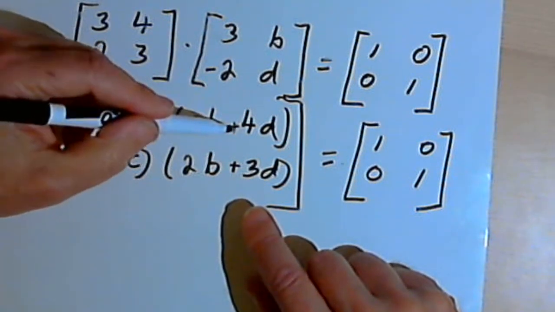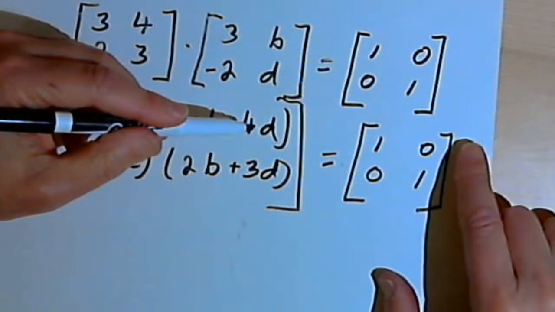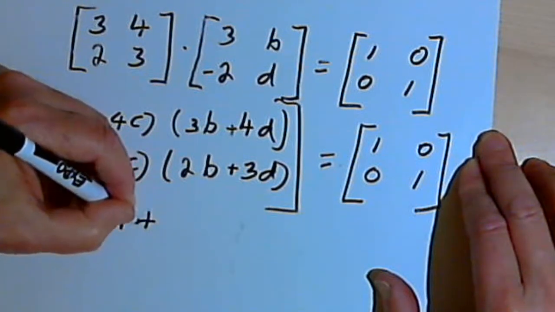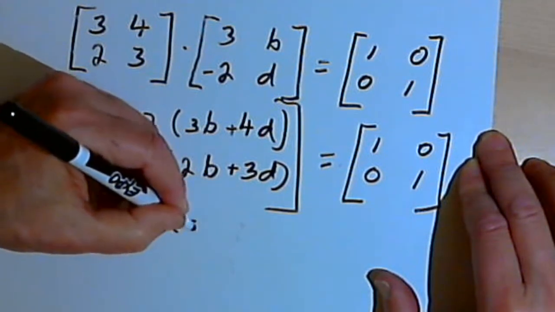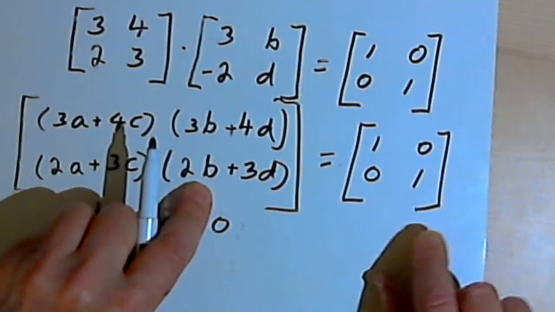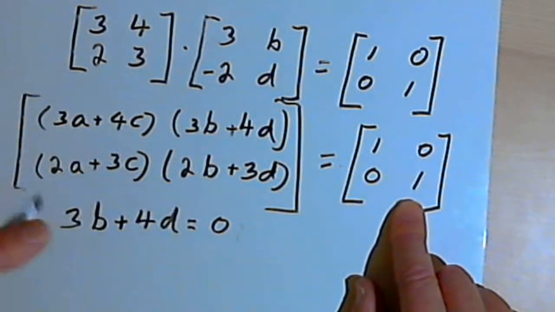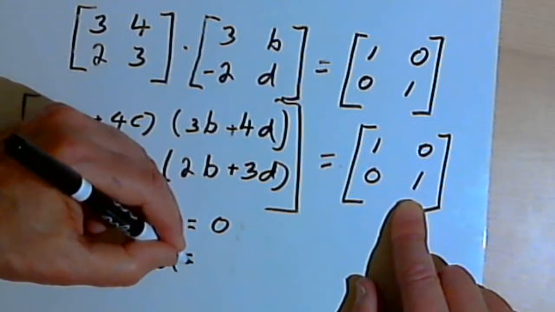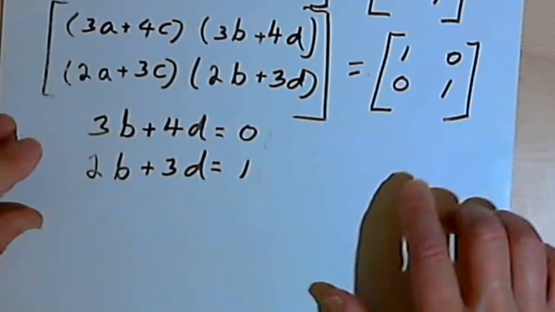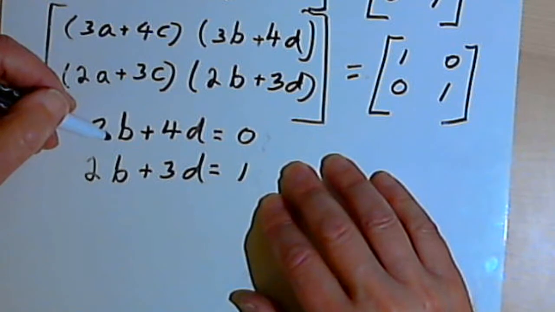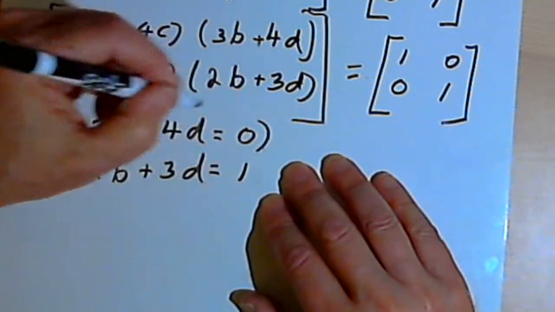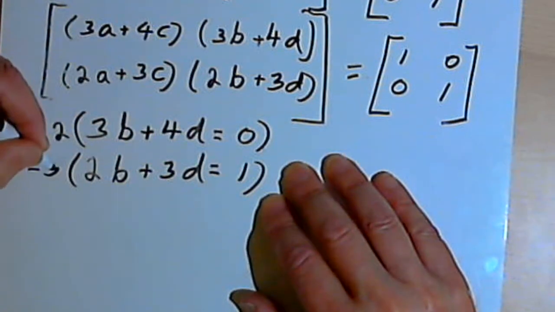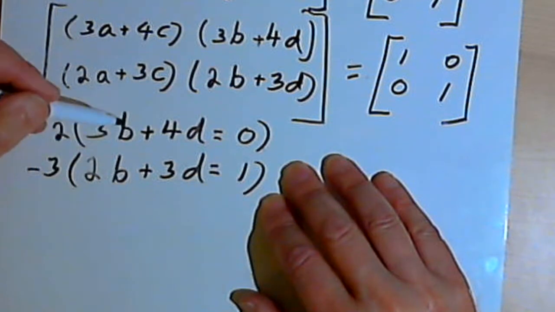I've got 3B plus 4D, and that must equal 0. So 3B plus 4D equals 0. And 2B plus 3D must equal 1. 2B plus 3D equals 1. So once again, I've got a system of two equations with two unknowns. I'll multiply the first equation by 2. I'll multiply the second equation by negative 3. And that will eliminate my B's.